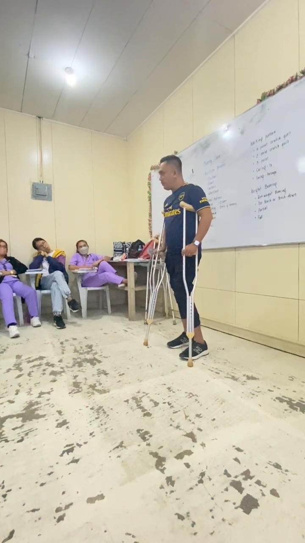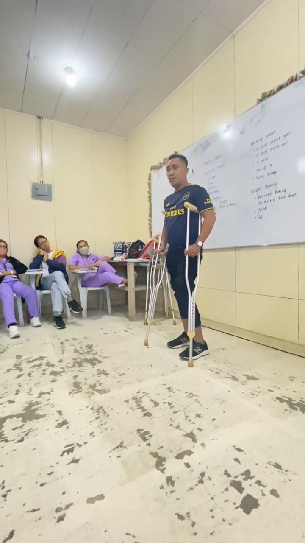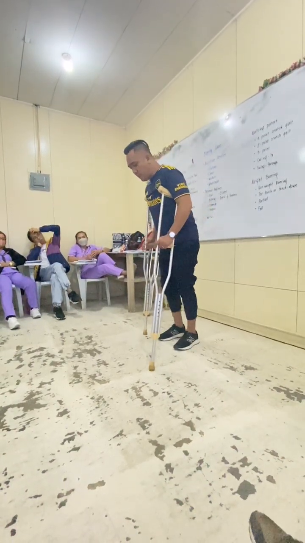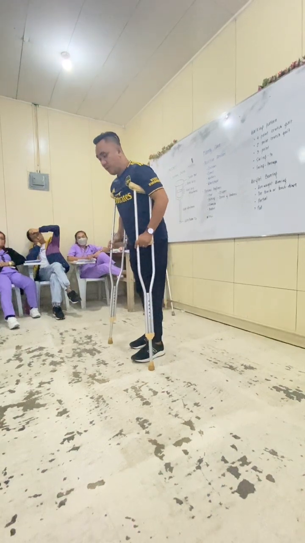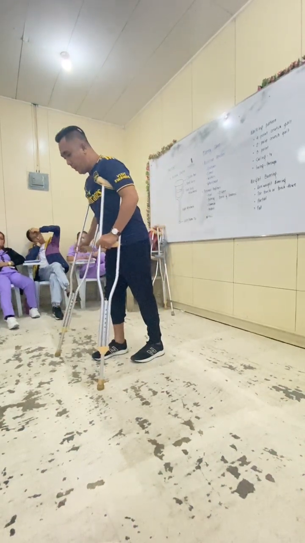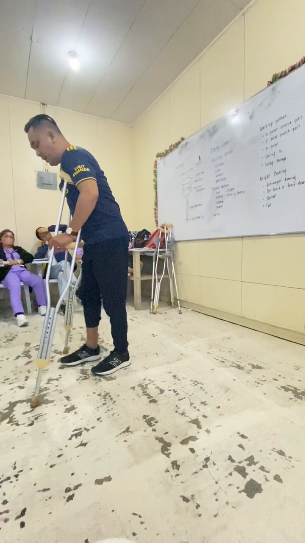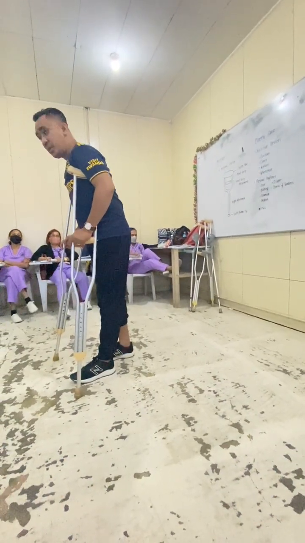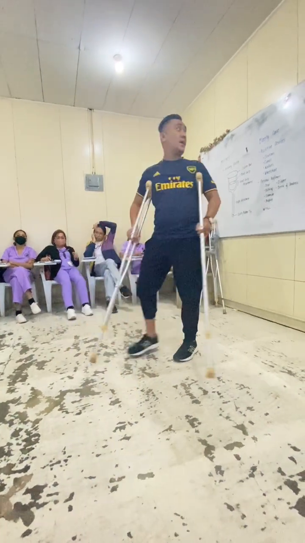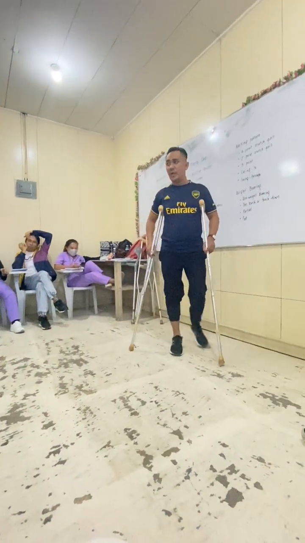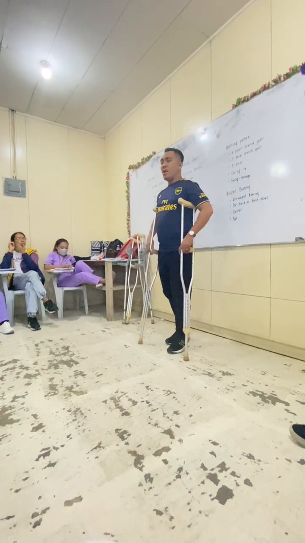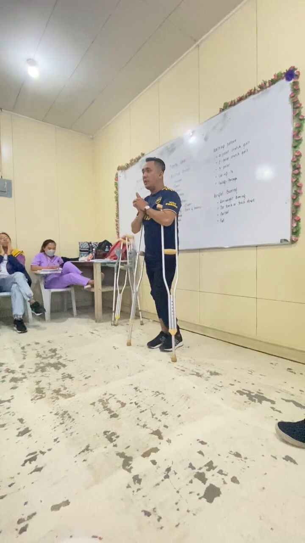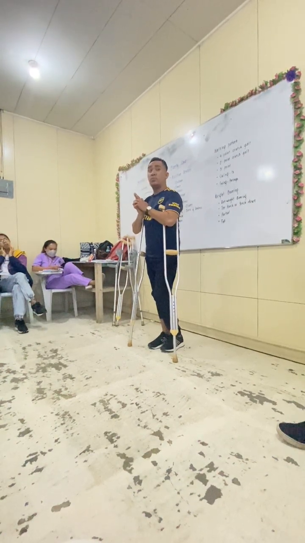Four point, 1, 2, 3, 4. Isud nila sa mind. Because when I walk, 1, 2, 3, 4. Left crutch, right foot, right crutch, left foot. Gets ninyo? That's how they walk using a 4-point crutch gait.